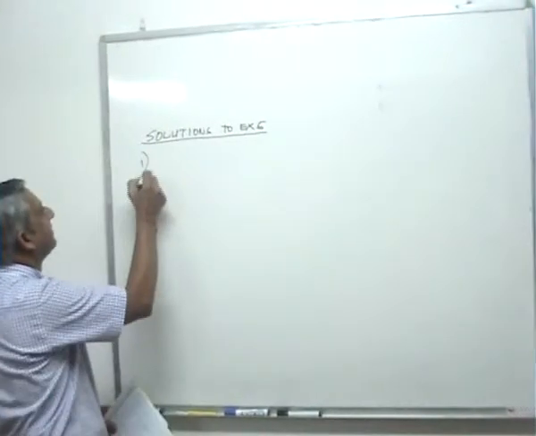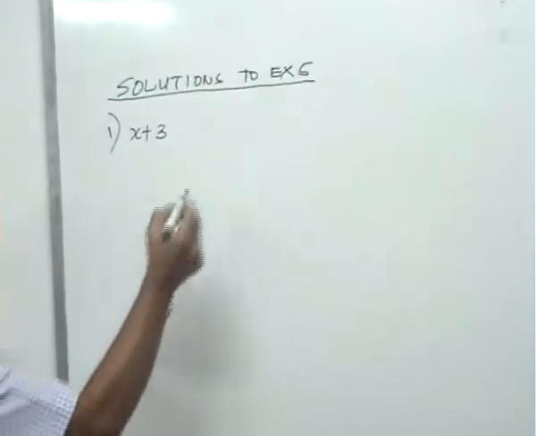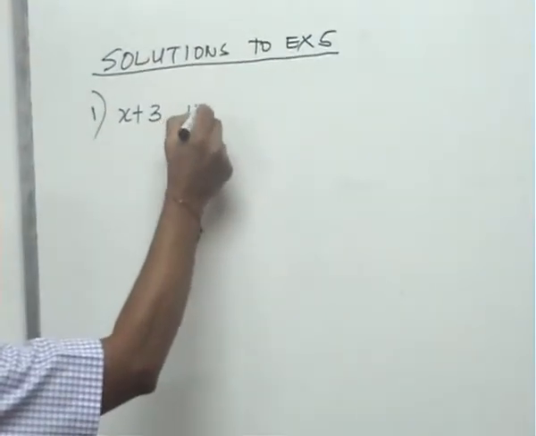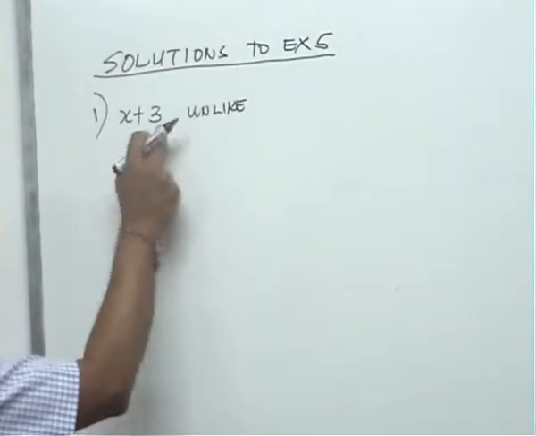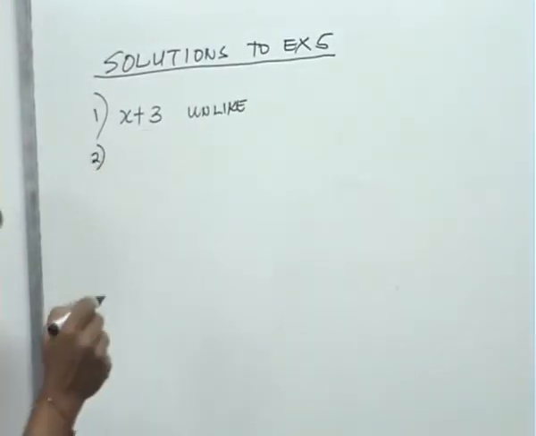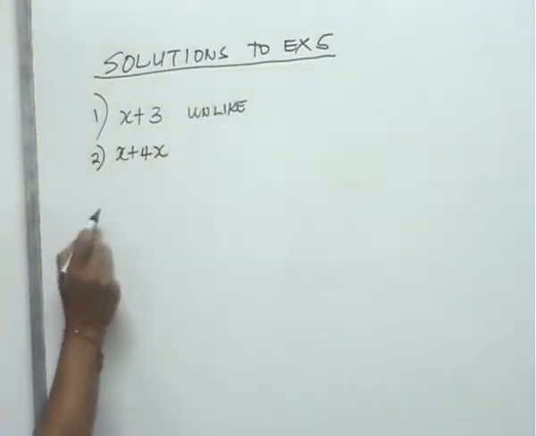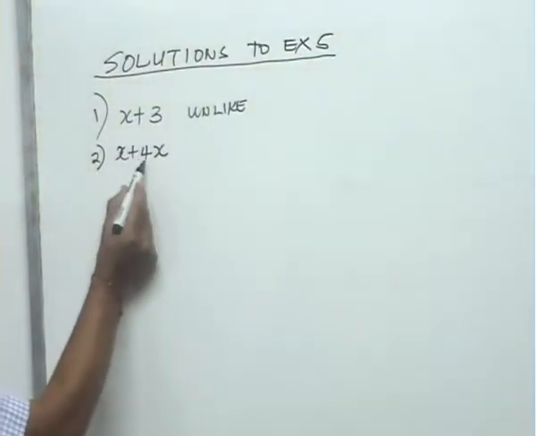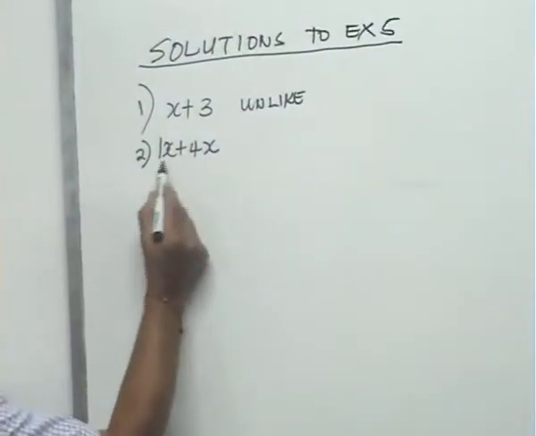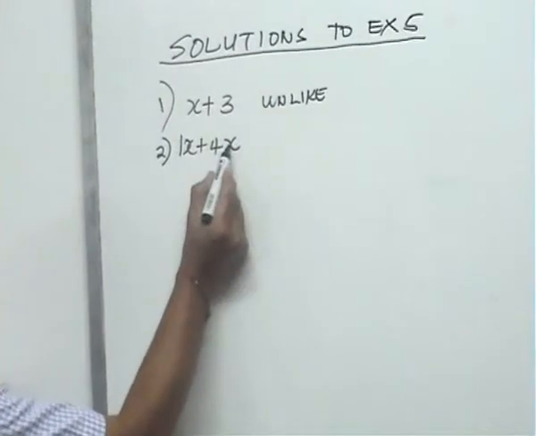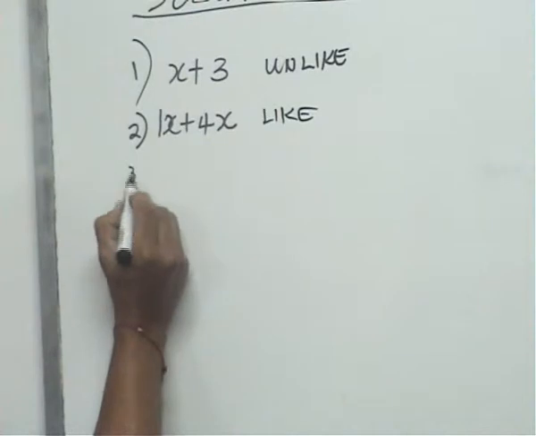Number one. X plus 3. You merely have to tell me whether they were like or unlike terms. So this is unlike because the powers are not the same. Number 2, x plus 4x. I don't have to worry about the number. This is 4 and here the number 1 is understood. So x plus 4x, I don't worry about the numbers. Just x and x, the powers are the same. So this is like.